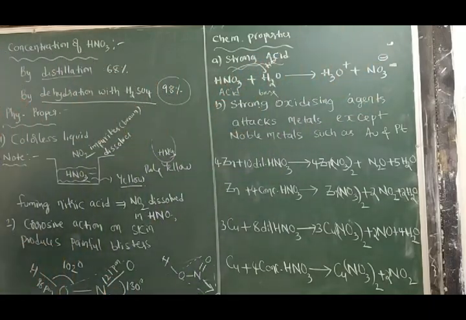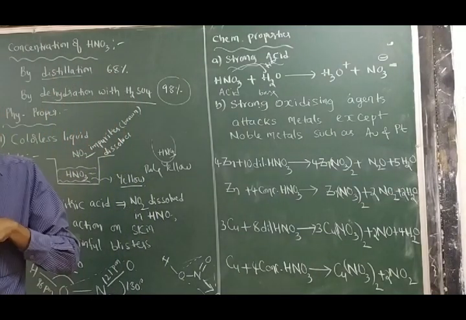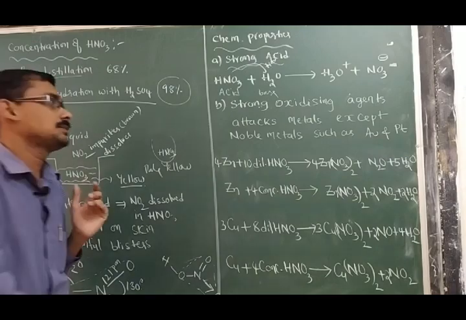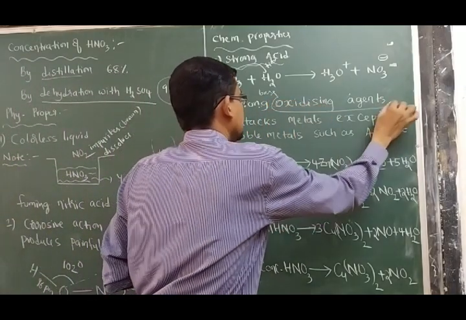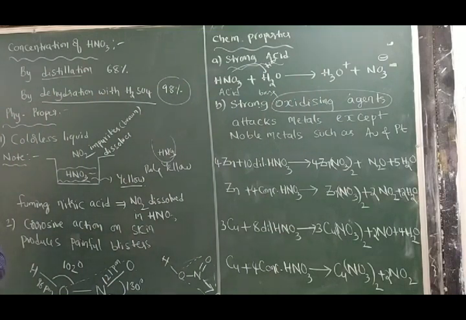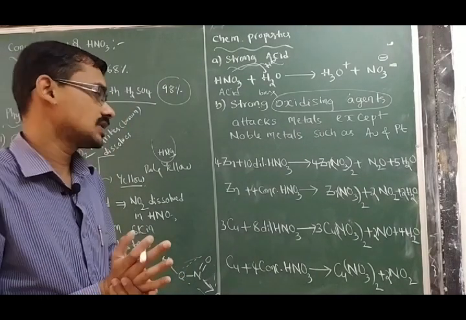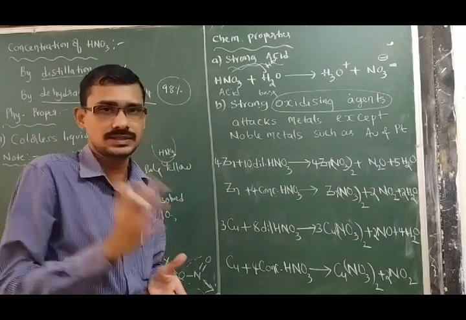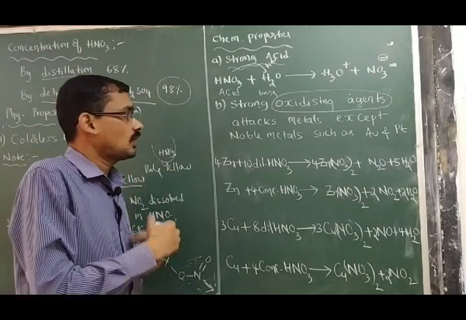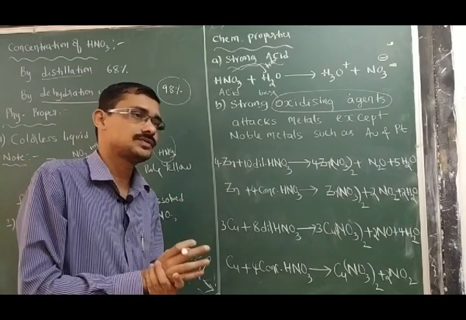Next, an important thing is that it is a strong oxidizing agent. Oxidizing agent means undergoing reduction; if you undergo reduction, that is called an oxidizing agent. Now, it will attack different types of metals except noble metals. Noble metals generally do not react with HNO3, but they react with aqua regia, that is different. So, what type of metals undergo this? Let me show with the example of zinc and copper.